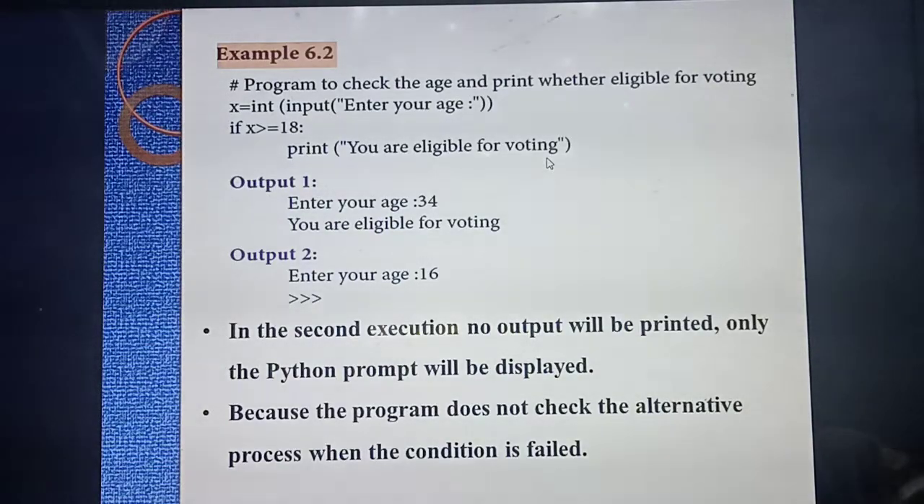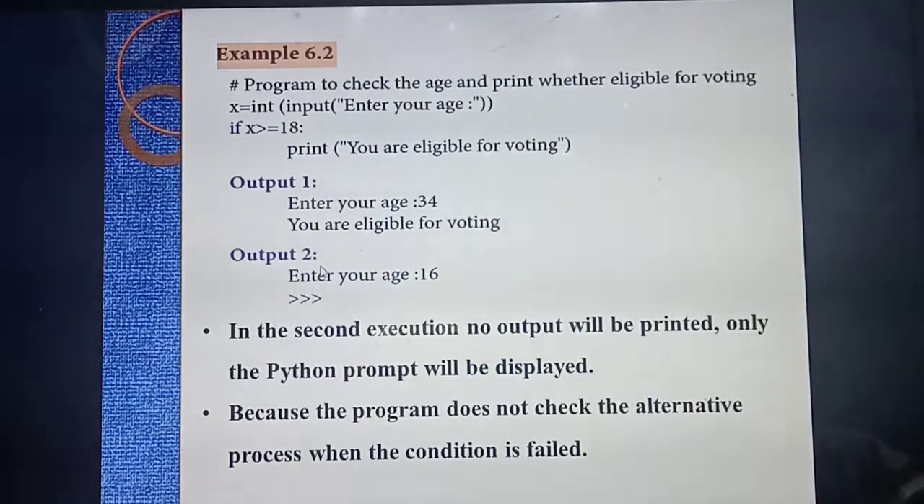Are you giving any else part students? No, you are not giving any else part, isn't it? So now you are running the program. What output will you get first? Enter your age. So you are entering the age 34. It will check whether 34 is greater than or equal to 18. Is the condition true or false students? Yes, the condition is true because 34 is greater than 18. So the statement you gave will execute and you will get the output, you are eligible for voting.